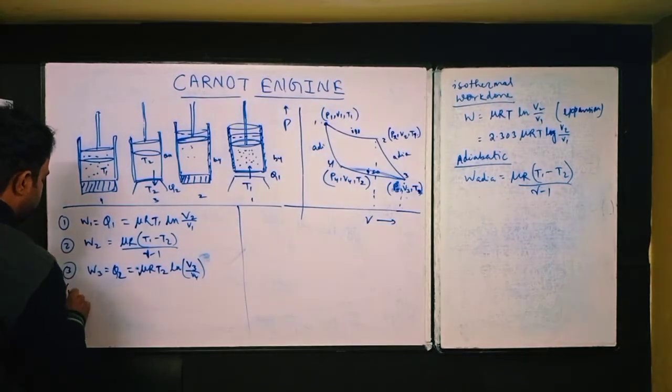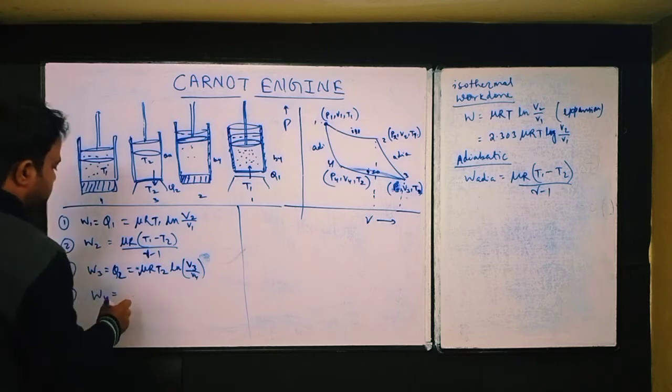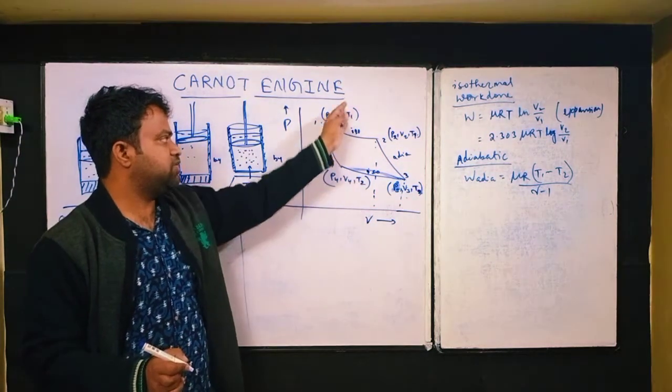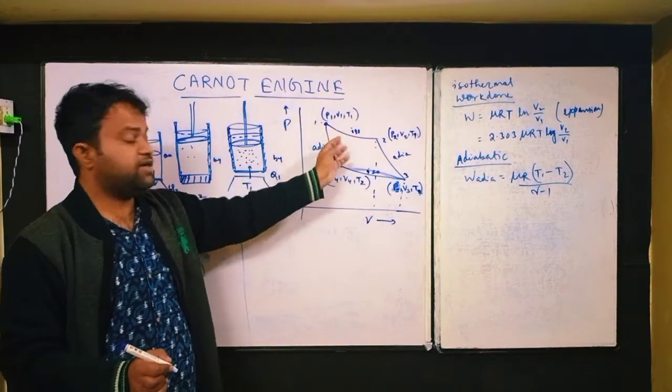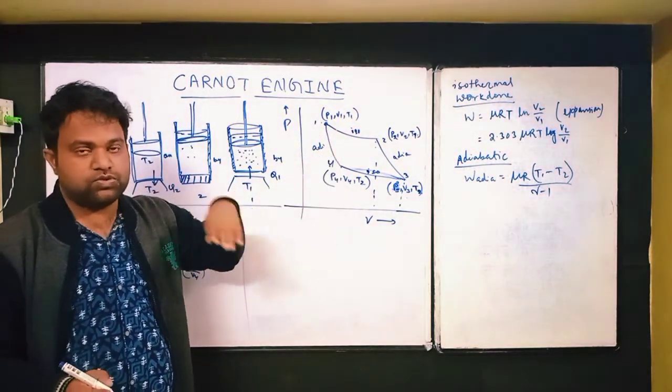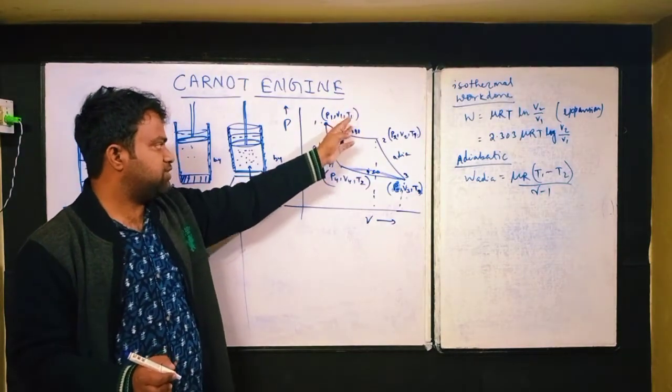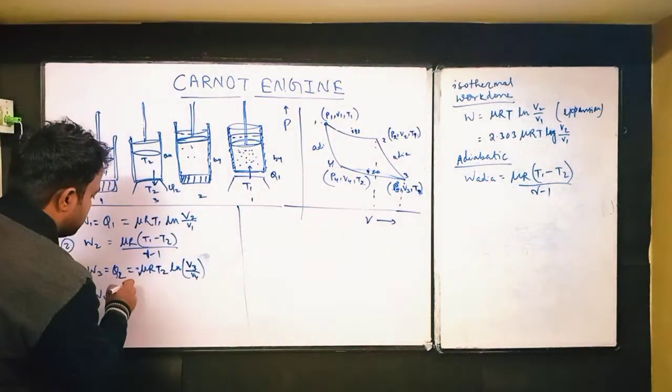Now the fourth one, that is W4. Here work done is again for an adiabatic process, temperature changing from T2 to T1, but it is again a compression case, so a minus sign will come up, so it is T2 minus T1, but again you will get T1 minus T2.